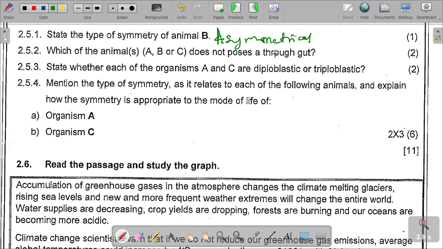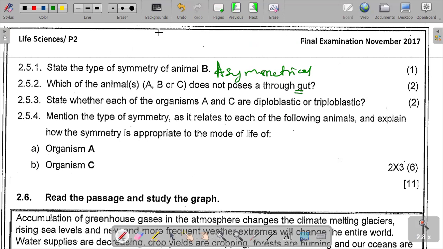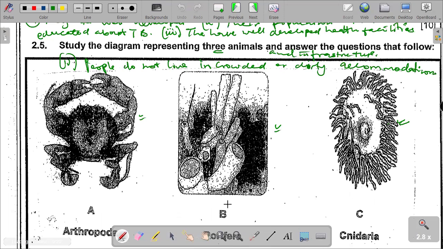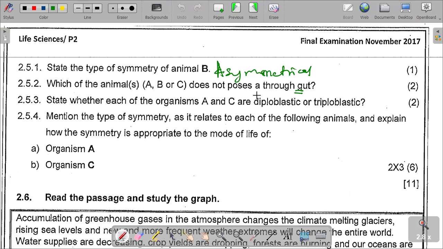Which of the animals does not possess a gut? It can as well be B or C. They can all fit as suitable answers to this question. B and C can fit in that respect.